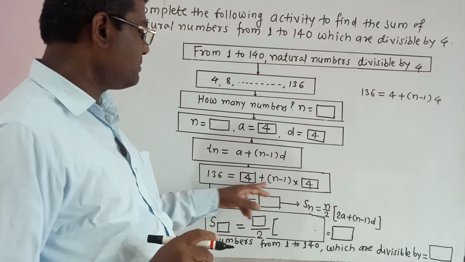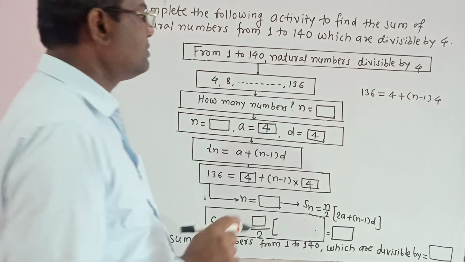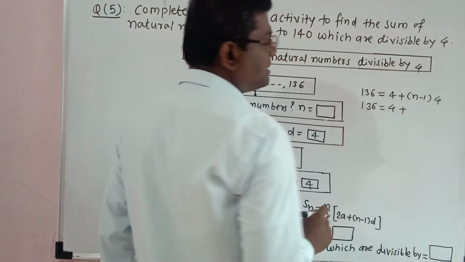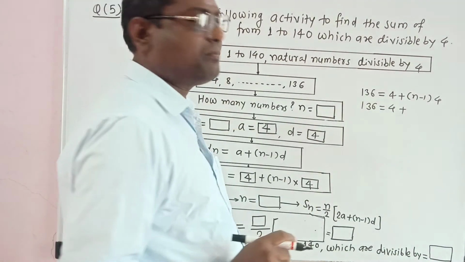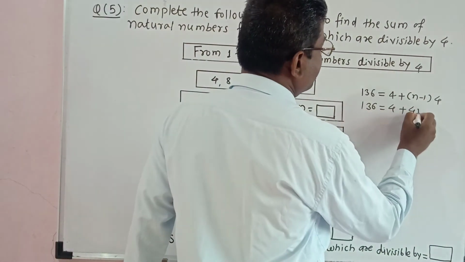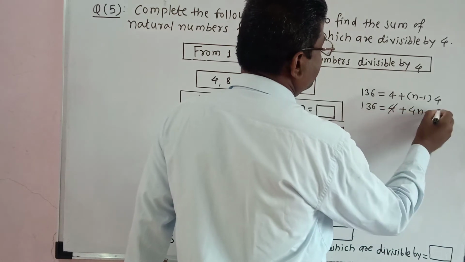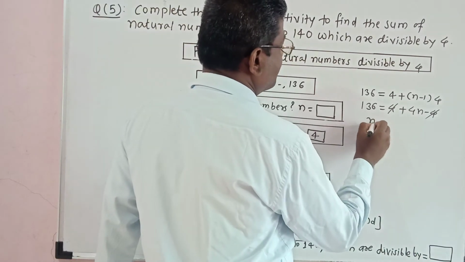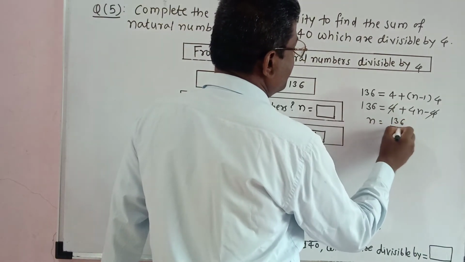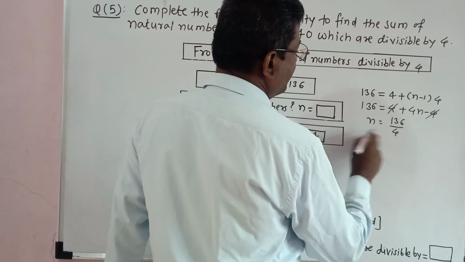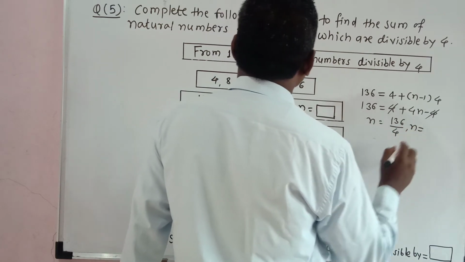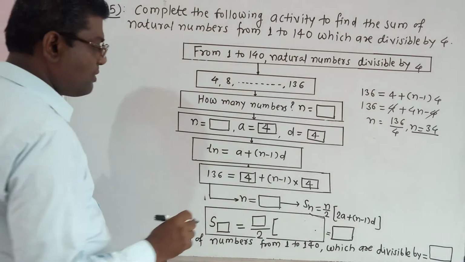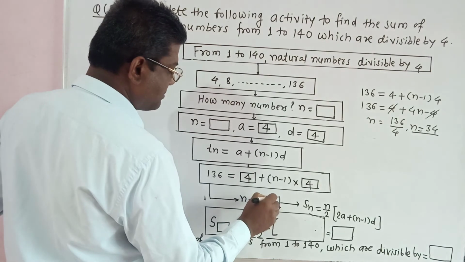136 is equal to 4 plus n minus 1 into 4. Therefore 136 is equal to 4 plus, multiply this n minus 1 by 4, it will be 4n minus 4, plus 4 minus 4 will get cancelled. Therefore n is equal to 136 upon 4. Therefore we have n is equal to 34. So the value of n is equal to 34.